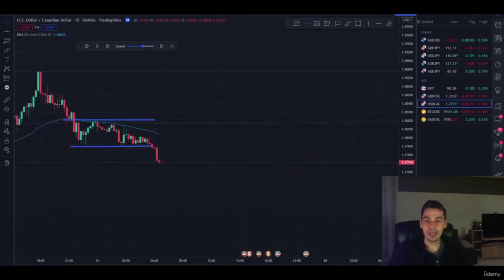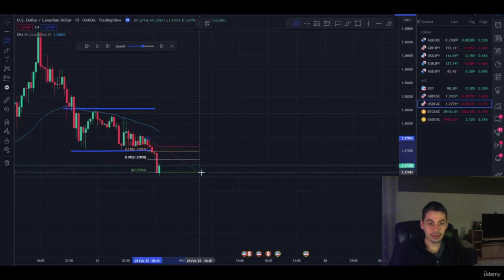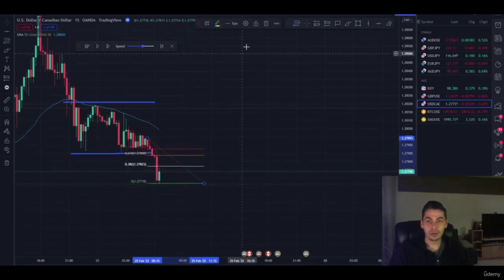And as you can see, we have a nice break to the downside. In this case, we will draw fib from the igniting candle, which is this one. So basically it is the first low candle that you find that breaks the trend. And what will we do here?